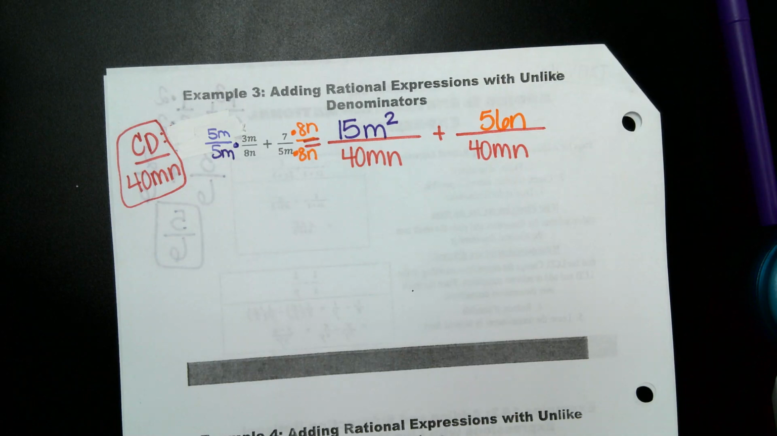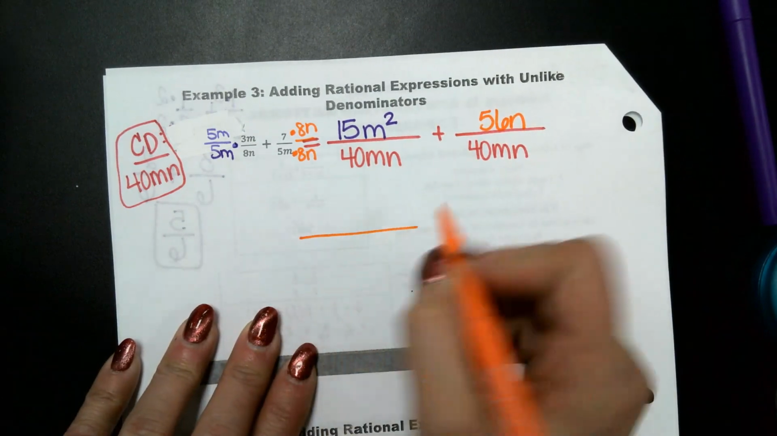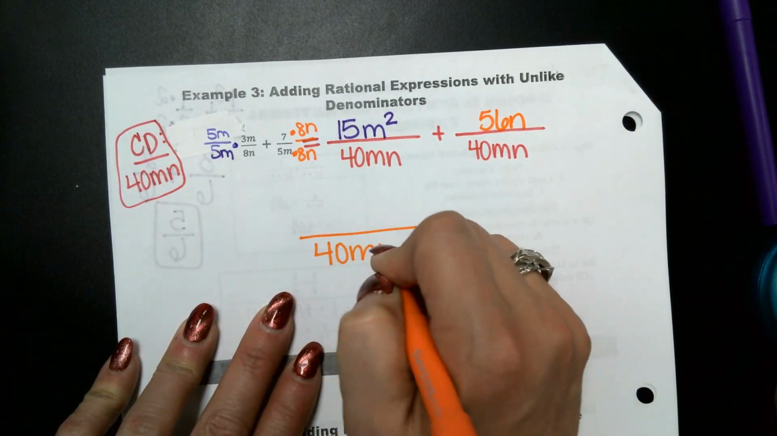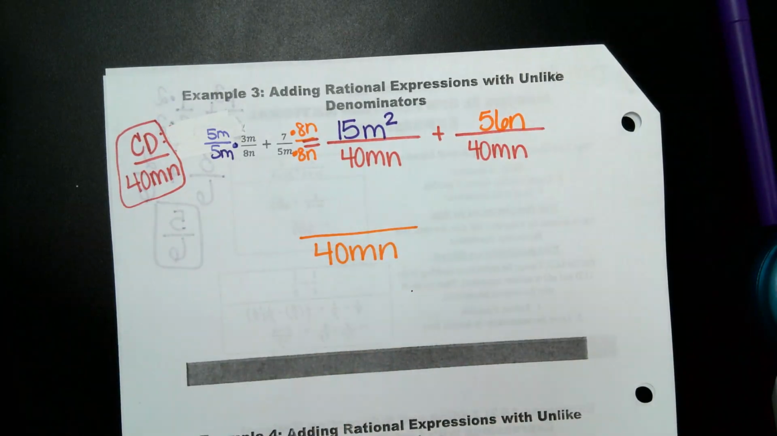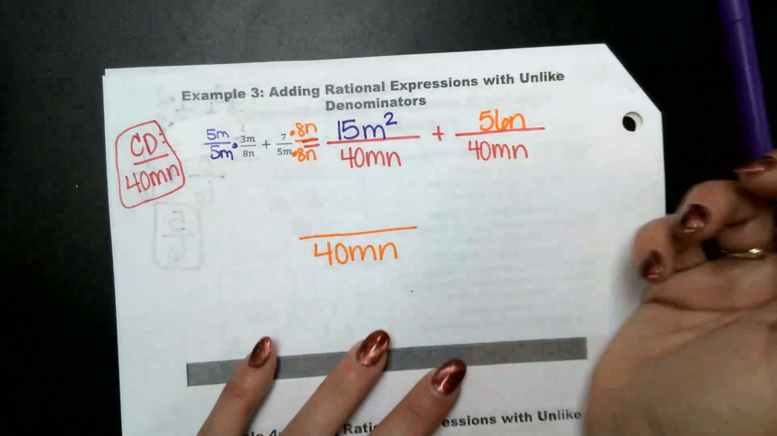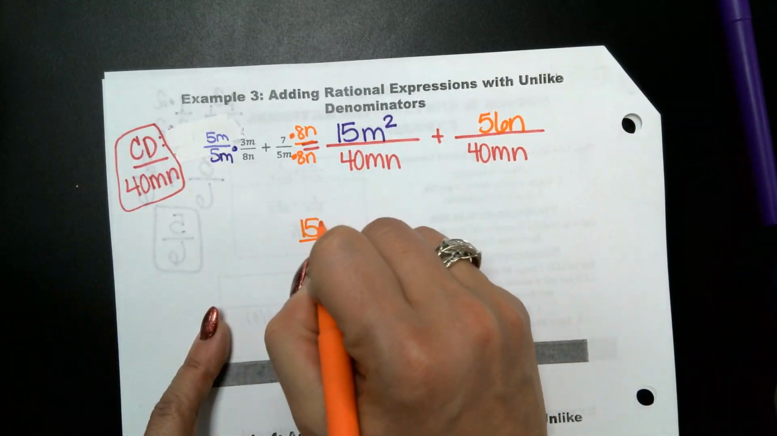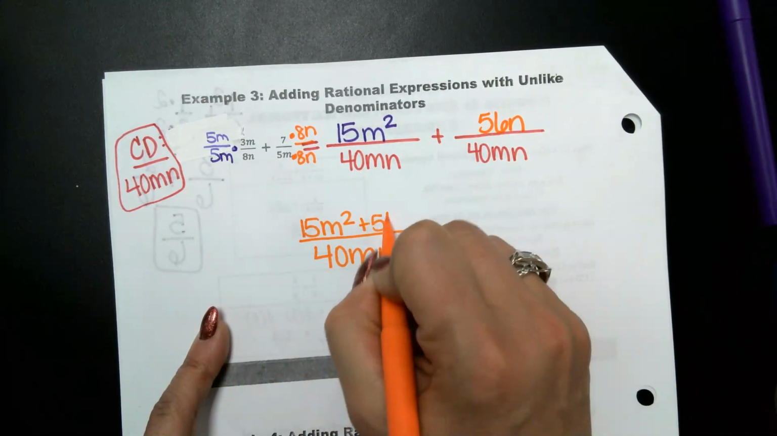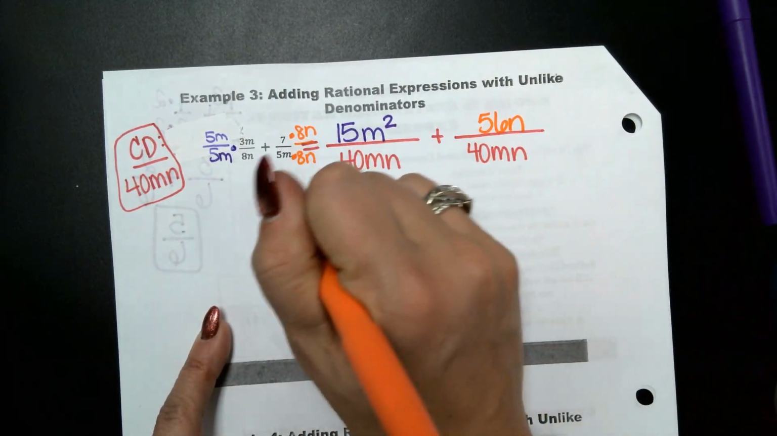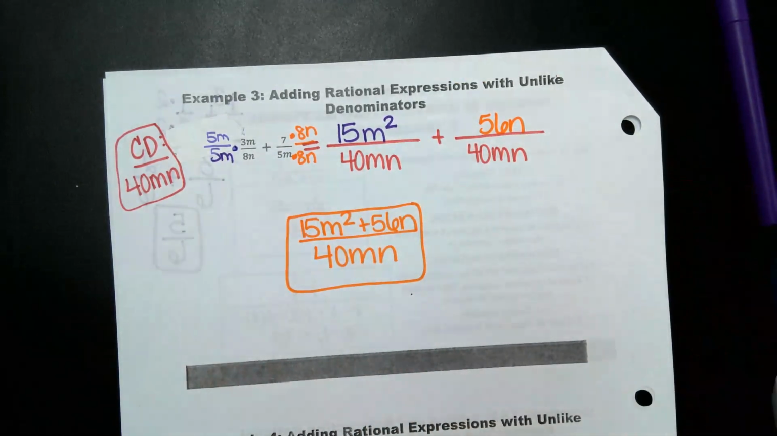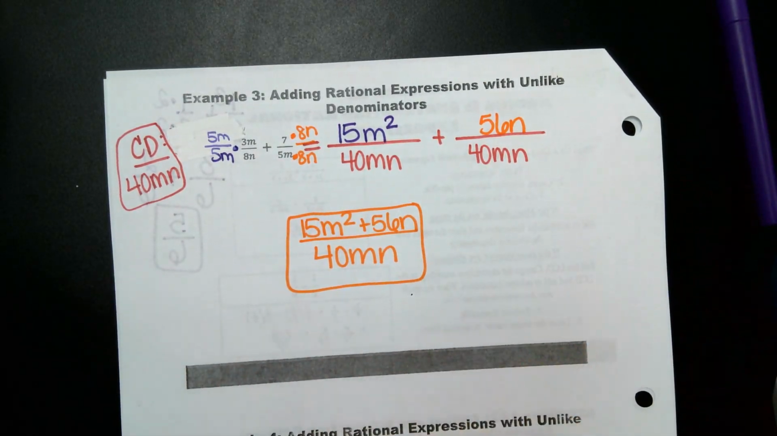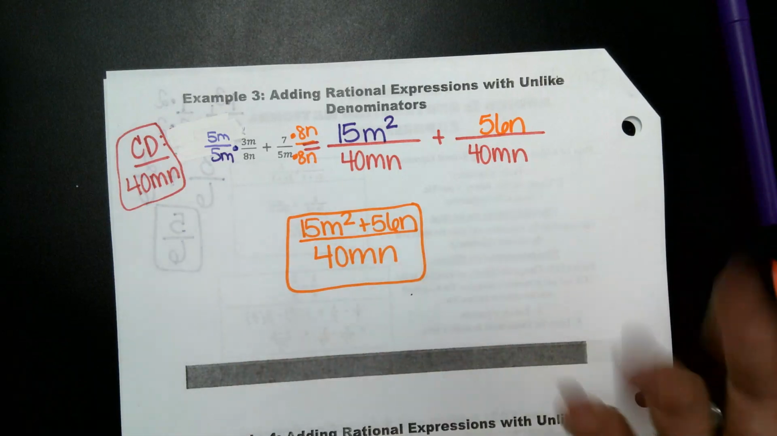Now are we ready to combine them into one fraction? Because they have a common denominator, right? So we're going to write one fraction. The denominator stays the same. Tell me about the tops. Can I actually add the two top numerators together and get something different? No. You can't add them together because they have different letters, right? So I would just write 15m squared plus 56n. You just write it as one numerator. You just don't want to write it as two separate fractions anymore.